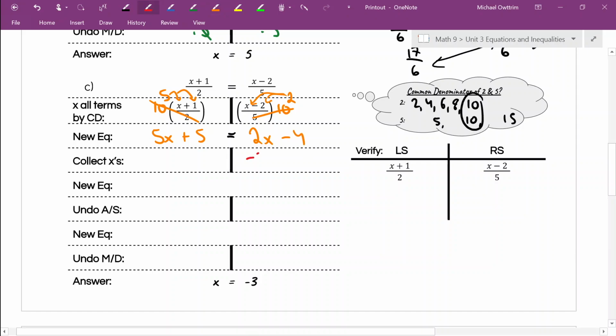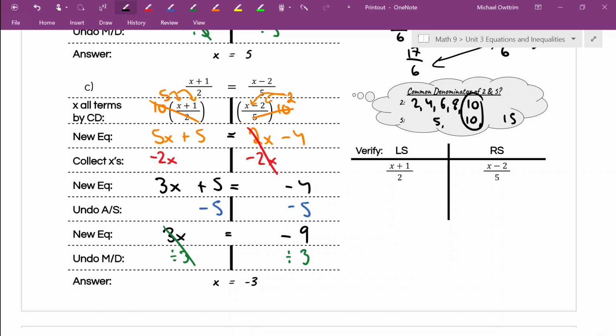Let's next collect our x's. We'll subtract 2 x's from both sides. That'll give us the new equation, 3x plus 5 is equal to negative 4. We'll undo the addition of 5 by subtracting 5 from both sides. So we'll get 3x is equal to negative 9. And we'll finish up by dividing both sides by 3. And that'll give us our solution of just x on the left and negative 3 on the right.